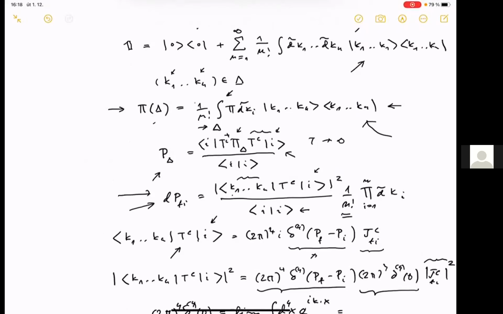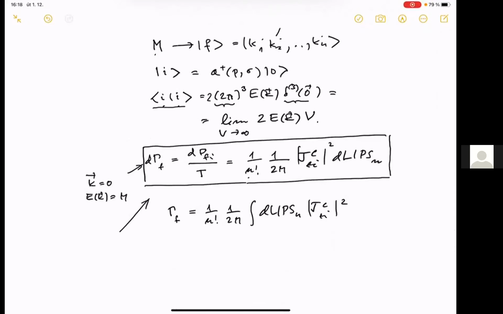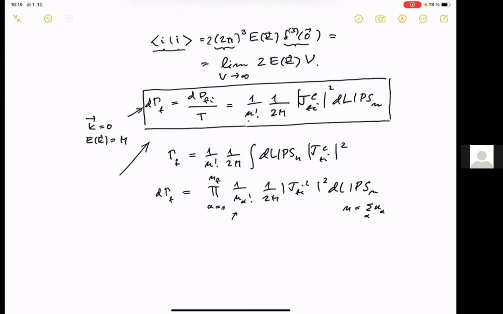So we have its own factor 1 over n factorial for each number of particles corresponding to different sorts of particles. And therefore, this differential partial decay rate can be written as a product over all the sorts of the particles, F being the number of sorts of particles, times 1 over n_alpha factorial, where n_alpha is the number of particles of type alpha, times again 1 over 2m, this |T_FI| squared times the Lorentz invariant phase space of the particles, where n is just the sum of the numbers of particles of types alpha.